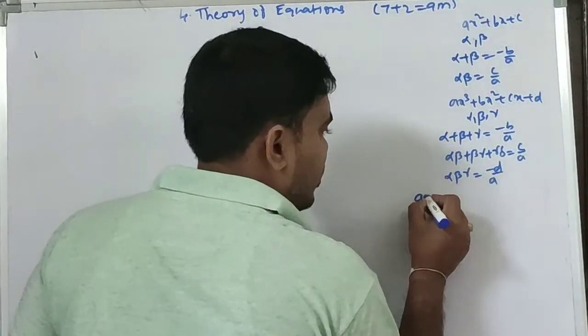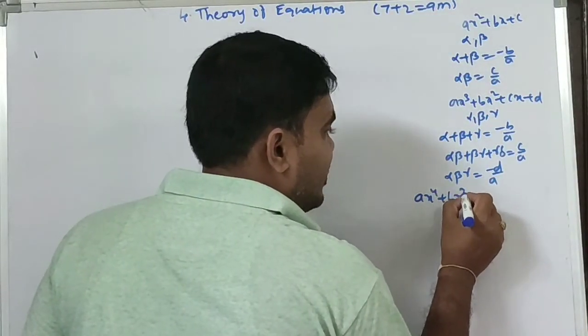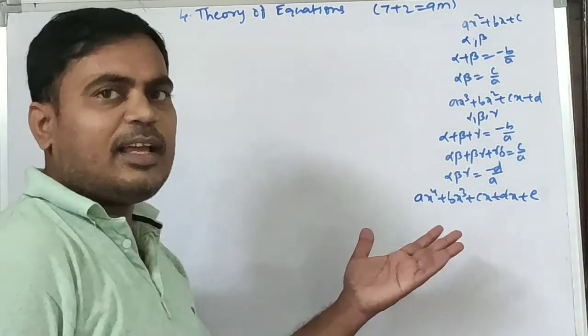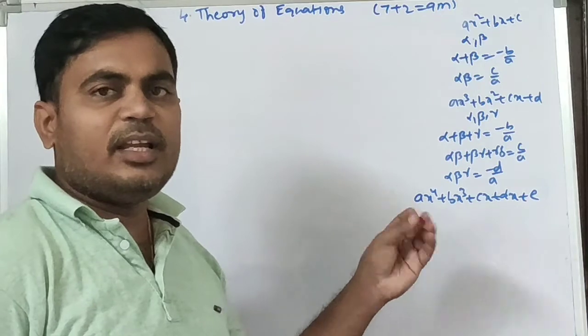Alpha plus beta plus gamma equal to minus b by a. Alpha beta plus beta gamma plus gamma alpha equal to c by a. Alpha beta gamma equal to minus d by a. Alternately, minus and plus signs will come. If we take a biquadratic equation, we get 4 zeros: ax power 4 plus bx cube plus cx square plus dx plus e. It is nothing but degree 4.